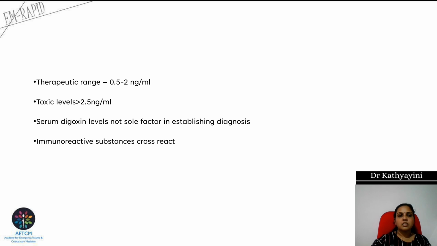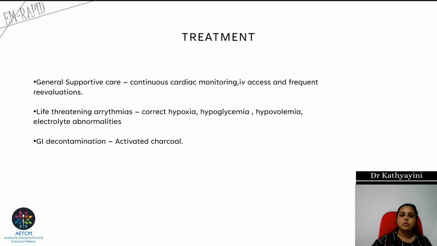Similarly, certain other substances like foxglove, digitalis glycosides, oleander and lily of the valley, all these plant-derived glycosides, cross-react with the digoxin serum assay. So these immunoreactive substances cross-react, and these toxins will also show a positive result on the serum digoxin level assay. So coming to the treatment.